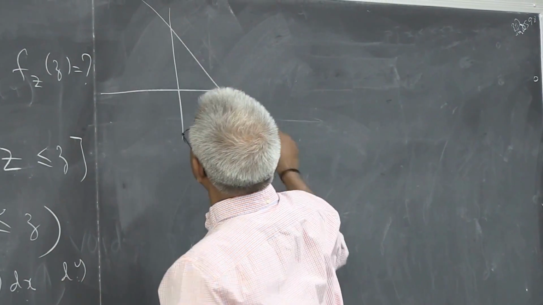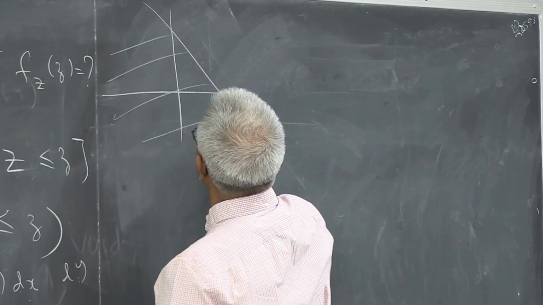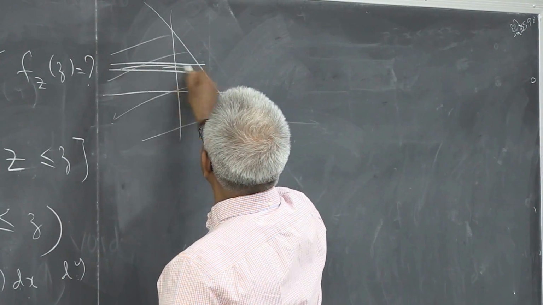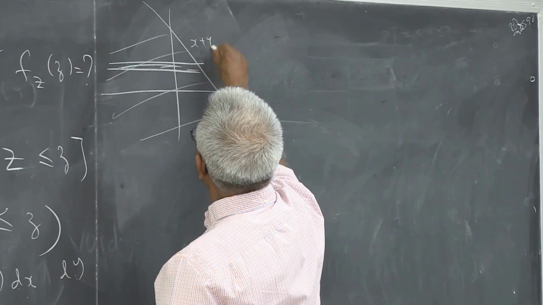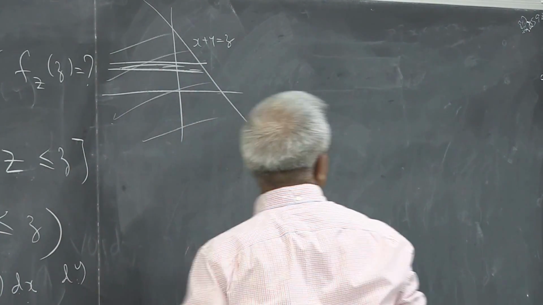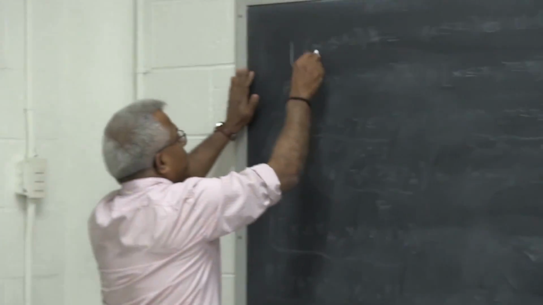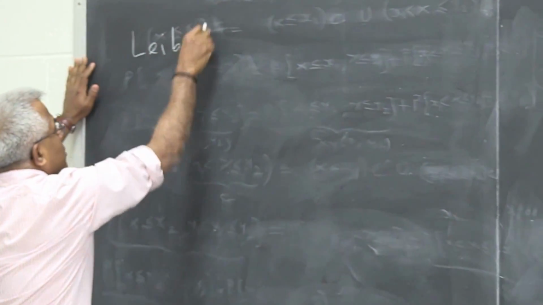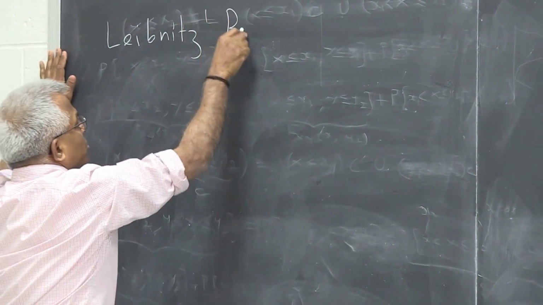So it was like this, right? So we need to integrate here, and we used a strip like this. So this is x plus y equal to z. As I said last time, I will be using this again and again. I hope you derived it.